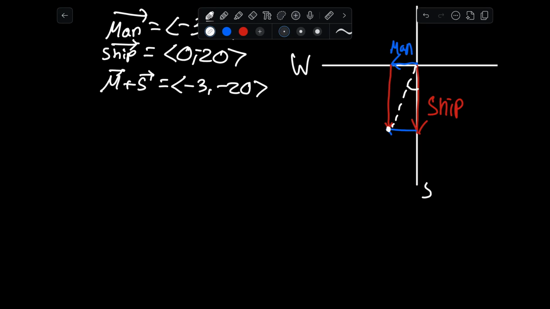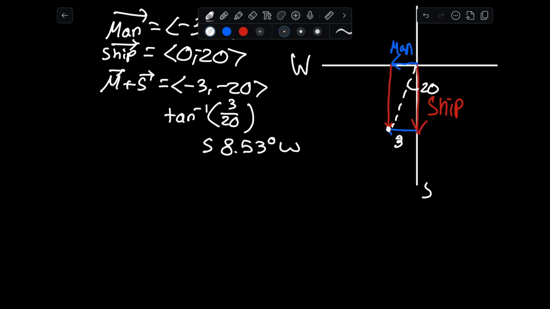So this is just going to be right triangle trig. So this is going to be 3. This is going to be 20. So we have to do tan inverse. So tan inverse of 3 over 20, which would get us south 8.53 degrees west as our direction.